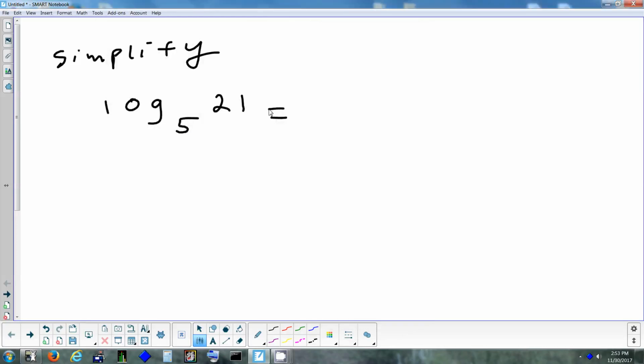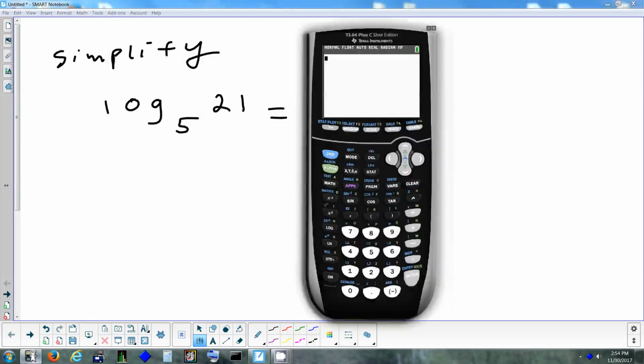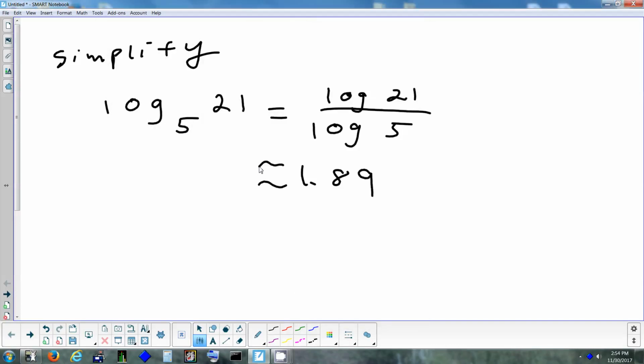So first thing we have to do is rewrite that as a fraction so we can type it in. Do you remember how to use the change of base formula to rewrite it? Would it be log 21 or log 5? Yep, exactly. So type it in as log 21 divided by log 5. And the answer is about 1.89. That's it. So that's using the change of base formula to evaluate or simplify an expression. Any question on that?